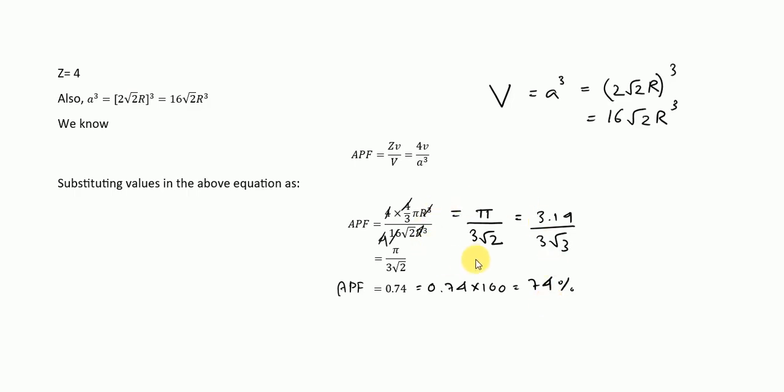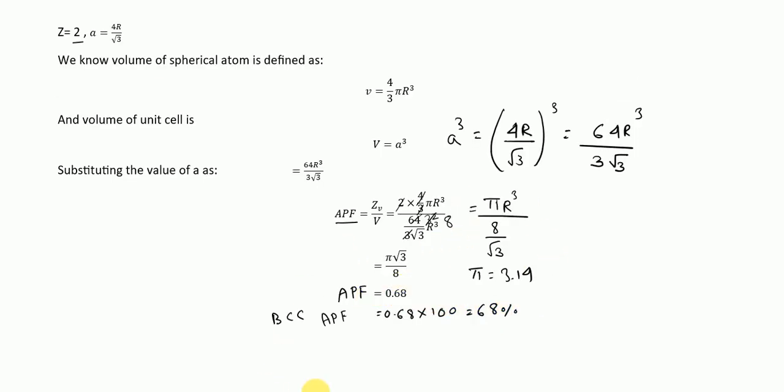So to wrap up, we found out that BCC crystal has APF equals 68%, and for FCC crystal, it is equal to 0.74 or 74%. But why is this difference? Well, FCC has a more efficient packing arrangement than BCC, filling up more space than any other type of crystal. So why might some materials prefer FCC over BCC or vice versa? Think about it. So we will meet in the next videos.